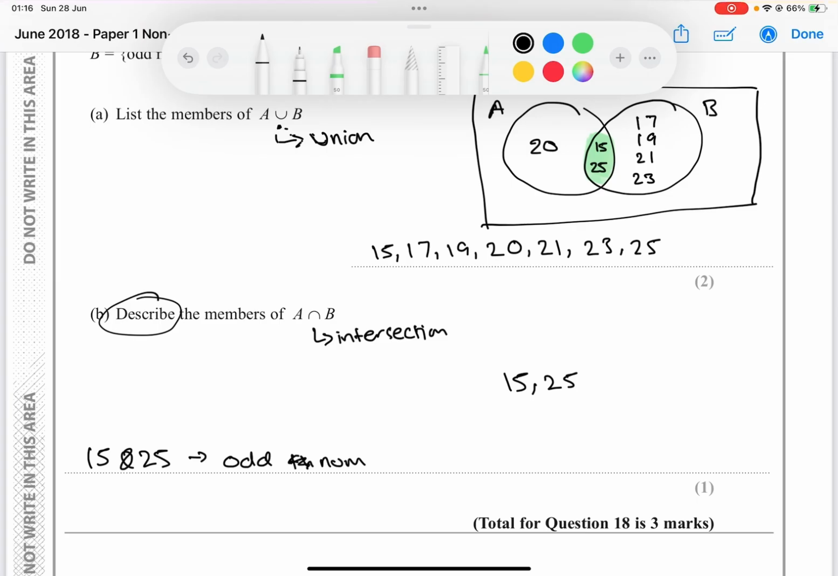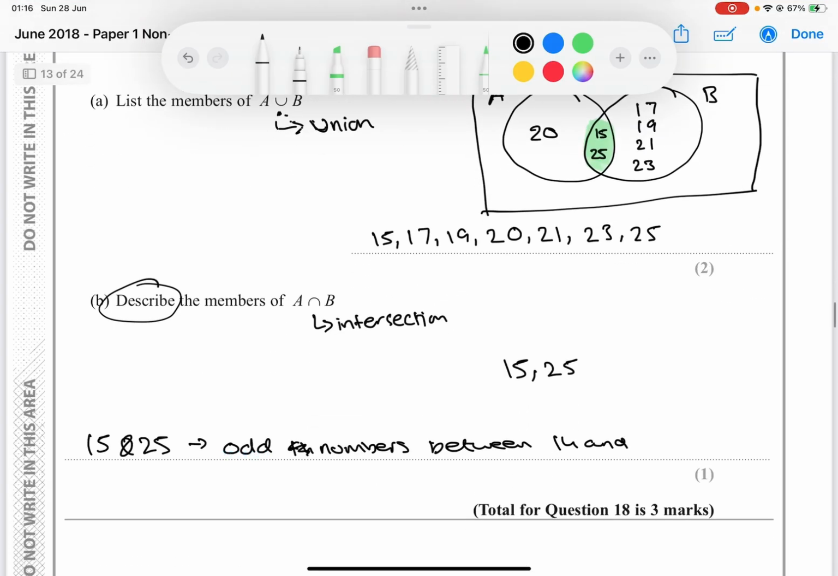Odd numbers between 14 and, was it 26? Yeah. So they are the odd numbers between 14 and 26, which are also multiples of 5. And that's it. So you've actually described it now as well, yeah?